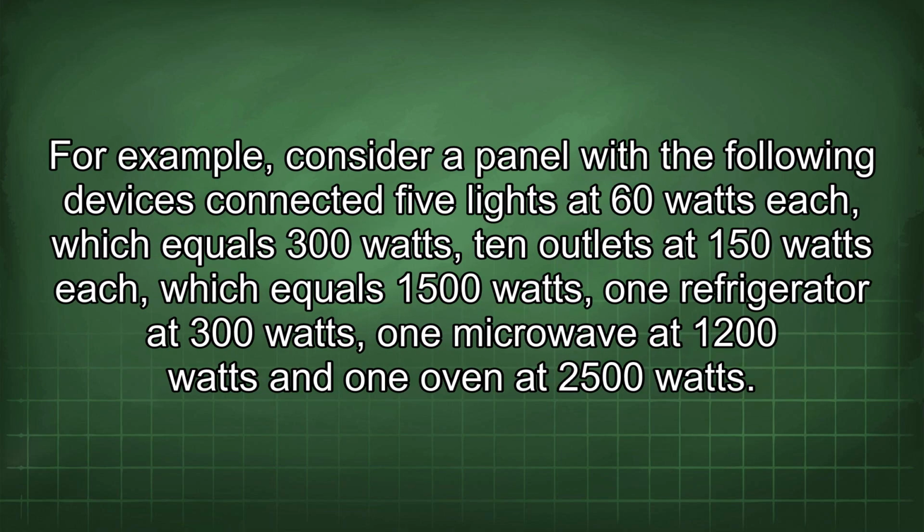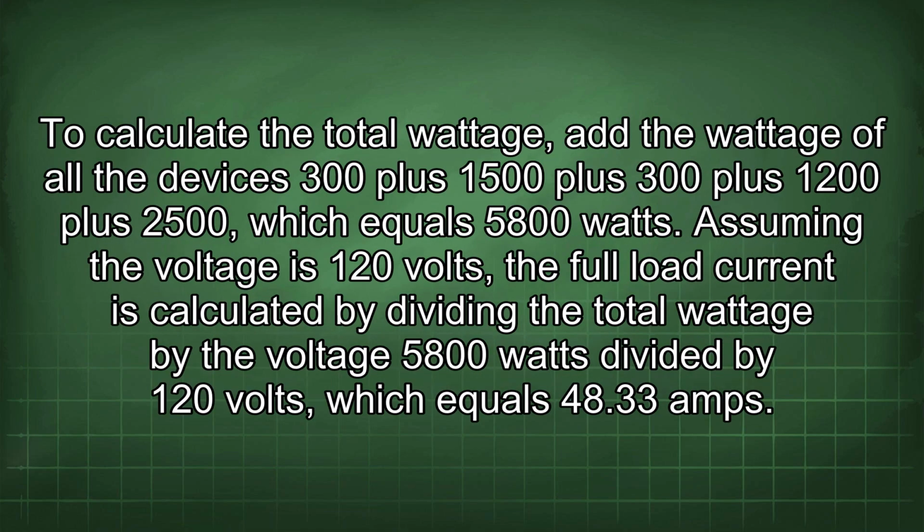For example, consider a panel with the following devices connected: 5 lights at 60 watts each, which equals 300 watts, 10 outlets at 150 watts each, which equals 1500 watts, 1 refrigerator at 300 watts, 1 microwave at 1200 watts, and 1 oven at 2500 watts. To calculate the total wattage, add the wattage of all the devices: 300 plus 1500 plus 300 plus 1200 plus 2500, which equals 5800 watts.